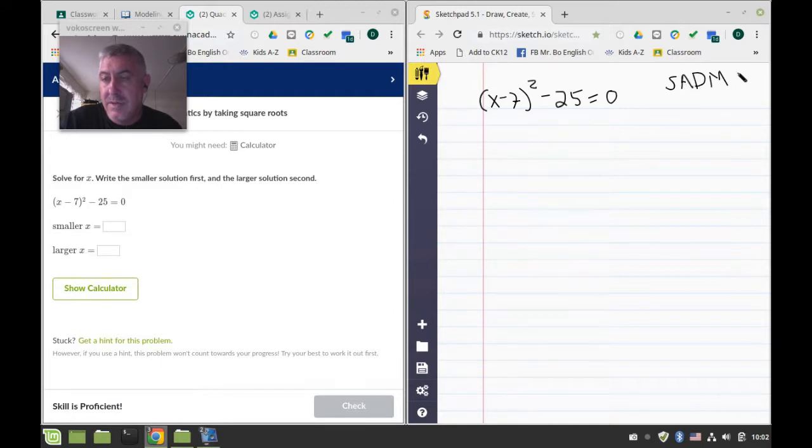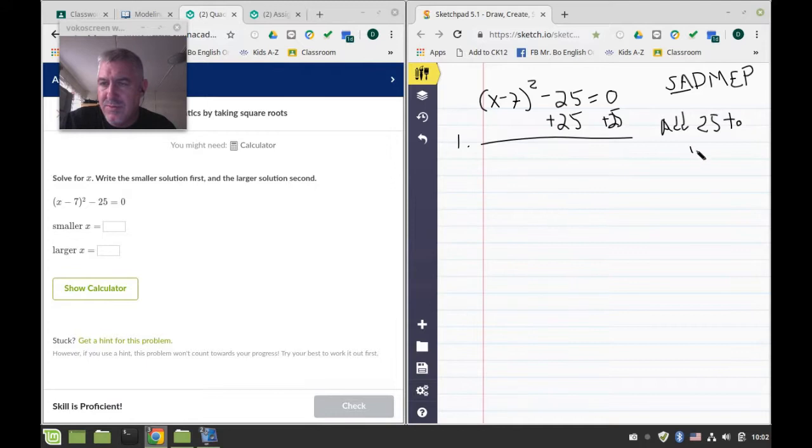Okay, so we're following our inverse order of operations to solve. First thing we do is subtract or add. I'm going to add 25 to both sides. So that's step one. I'm going to start writing these because you'll see in later videos we'll really need this. So I'll start getting you guys used to this. So now I have x minus 7 squared is equal to 25.